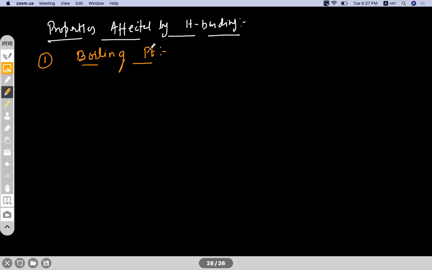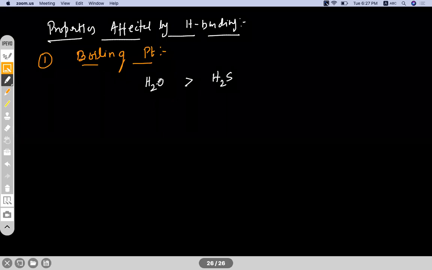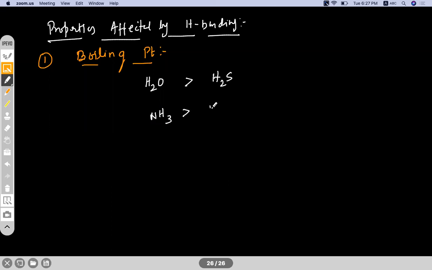This is the reason that the boiling point of H2O is more than that of H2S, because in this we have intermolecular hydrogen bonding, H2S does not. Same reason we have for NH3 also, more boiling point than PH3. In fact, this H2O, because of more boiling point, exists as a liquid, but this H2S exists in the gaseous form. And this question they ask in the exam also, that H2O exists as a liquid, but H2S as a gas. What is the reason?